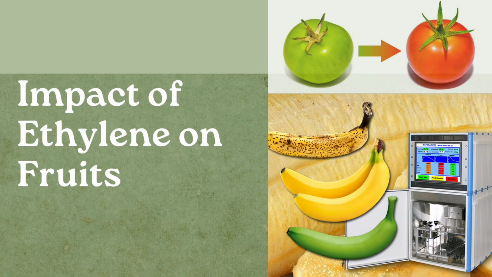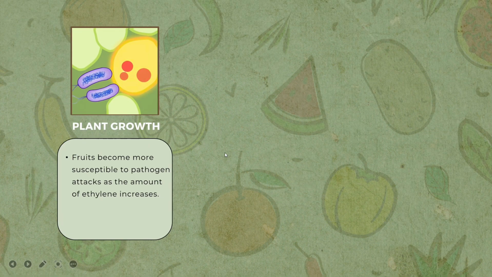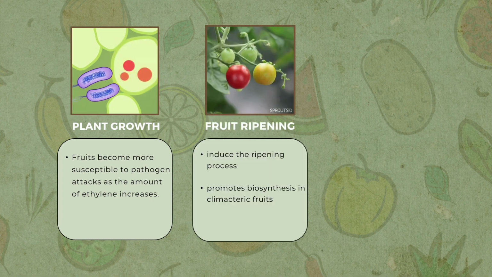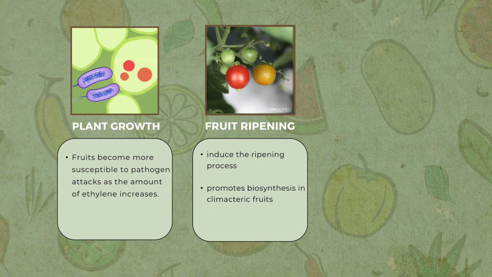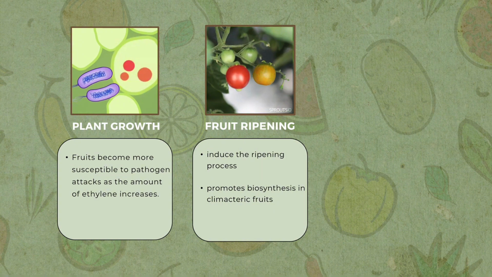Impact of ethylene on fruits. There are three main impacts of ethylene on fruits. Number 1, plant growth. Fruits become more susceptible to pathogen attacks as the amount of ethylene increases. Number 2, the ripening of fruit. It induces the ripening process and promotes biosynthesis in climacteric fruits. Once the ethylene is produced, the ripening process starts and the production of ethylene grows faster.